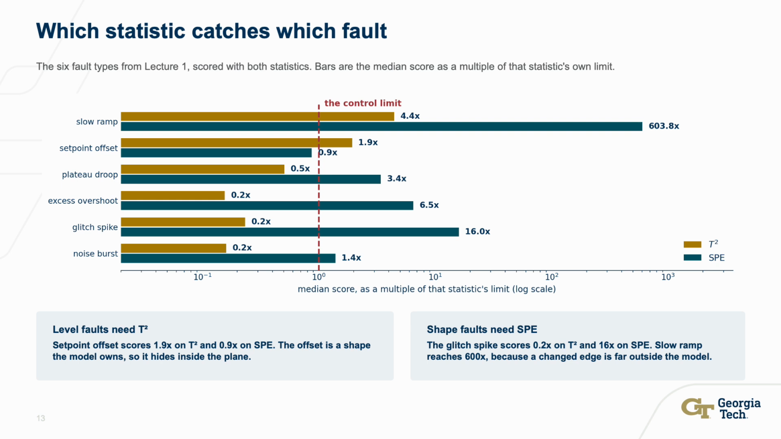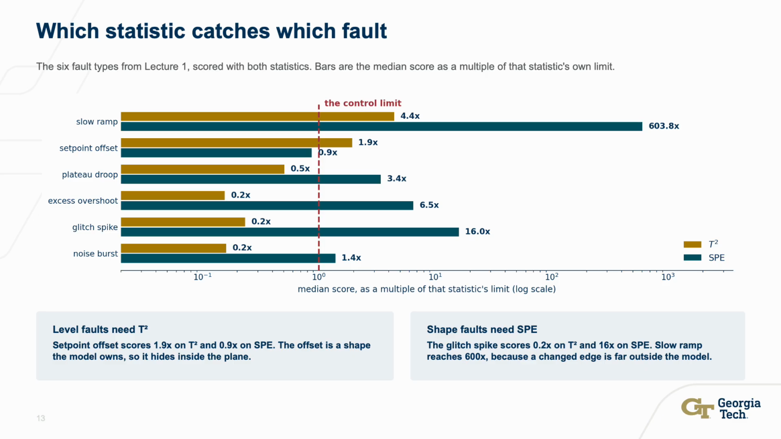Glitch spike: T squared 0.2, SPE 16, caught by SPE alone for the reason we spent 2 slides on. Slow ramp is an extreme case: T squared 4.4, SPE 600. The changed edge shape is far outside anything the model can build, because eigentraces were learned from runs that all had the same edge shape. Plateau droop, excess overshoot, and noise burst all sit in the same pattern. Modest on T squared, clearly over the line on SPE.